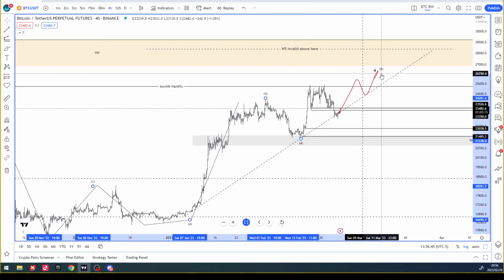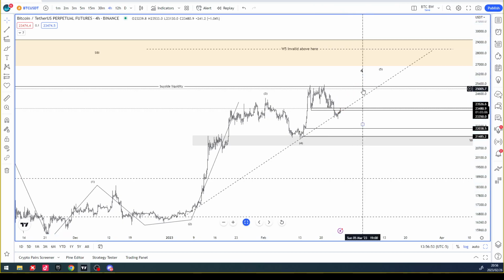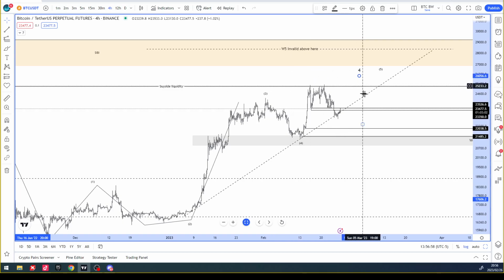So this is something to watch, whether the wave four actually ends here around, it'll actually have to be somewhere here. We don't want it to go too far past the 5th of March. So I'm wondering whether we do get one more push up or not. And obviously the invalidation for that would be breaking below the wave four.